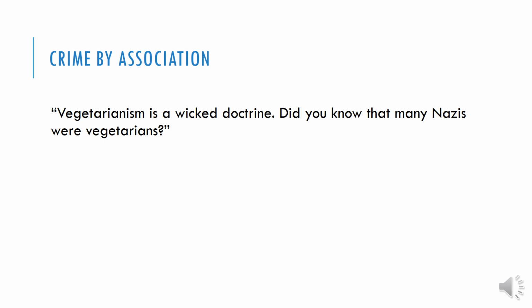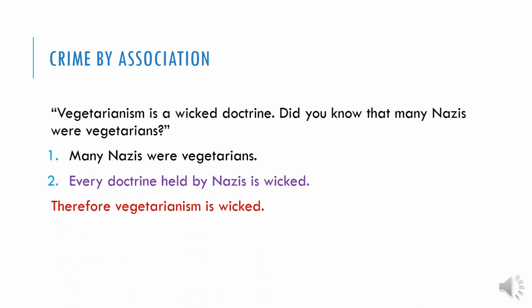Another type of ad hominem or attack fallacy is the crime by association. Here we're suggesting that because you're associated with something bad, your argument must be bad. Take this one for instance. Vegetarianism is a wicked doctrine. Did you know that many Nazis were vegetarian? Here we're saying that vegetarianism is wicked because Nazis were wicked and Nazis were vegetarians.